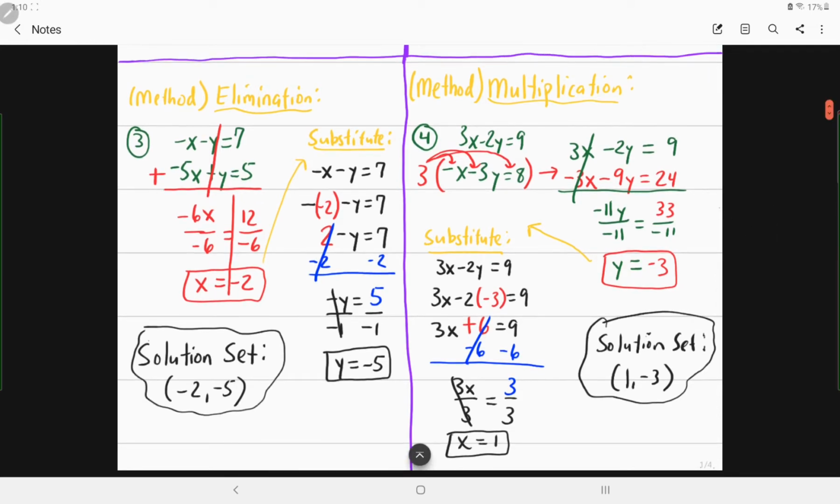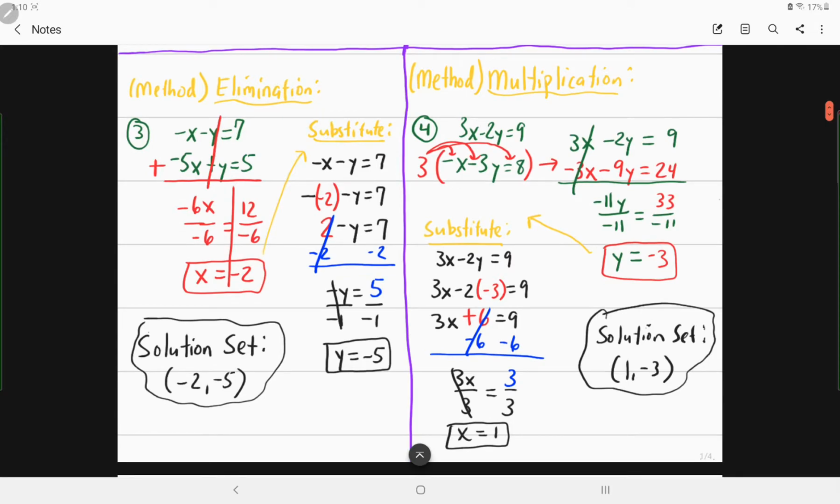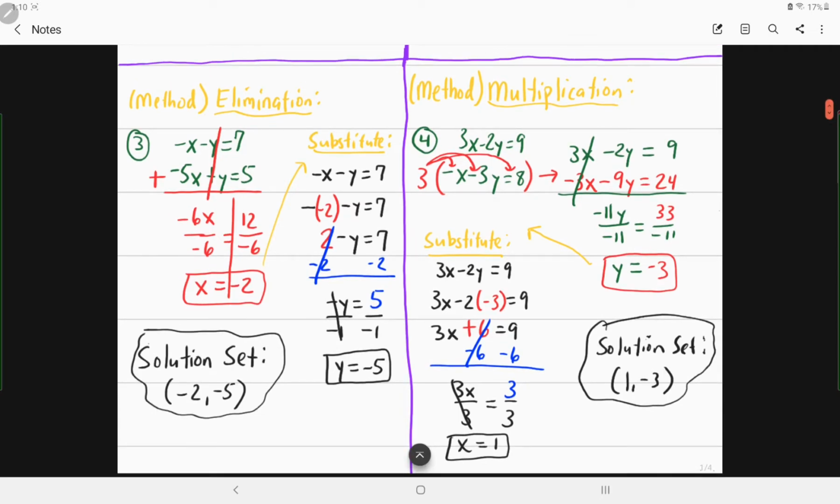Again, our last step, once we get the value of one variable, we substitute. In yellow, I substituted there. And I chose the top equation. Again, you can choose top or the bottom, doesn't matter. And I got x is equal to 1. So my solution set for number 4 is positive 1, comma, negative 3.